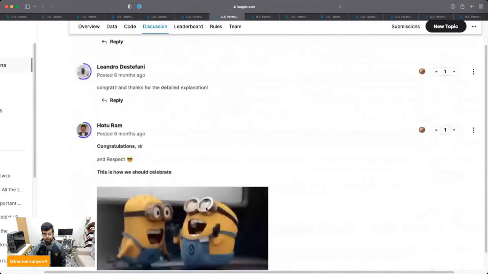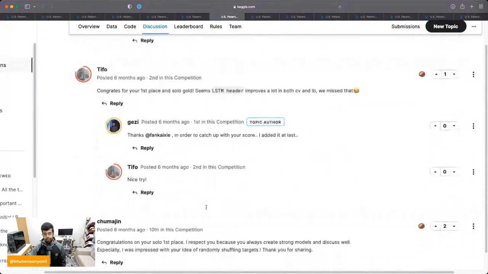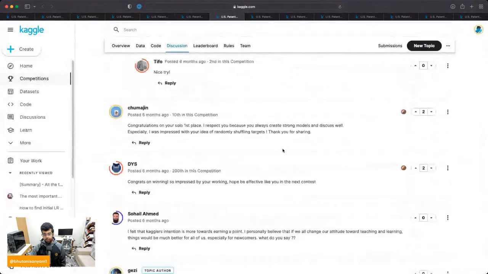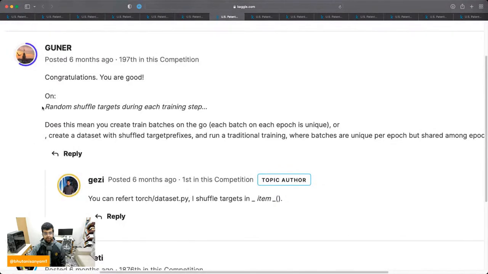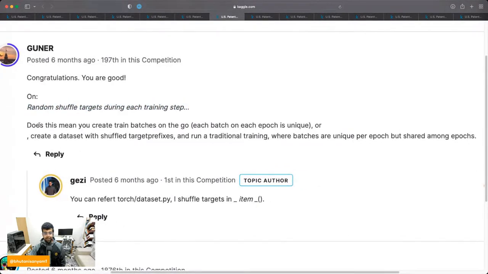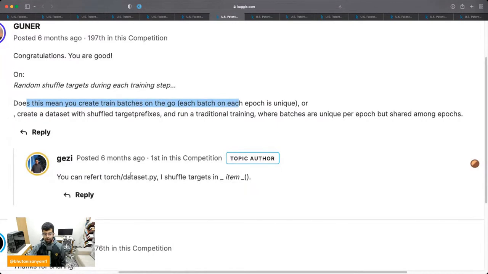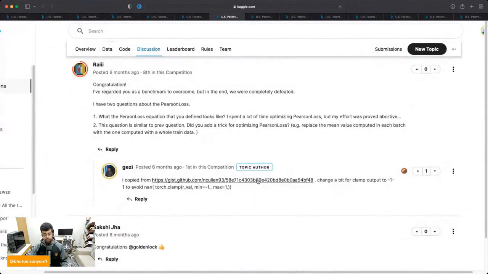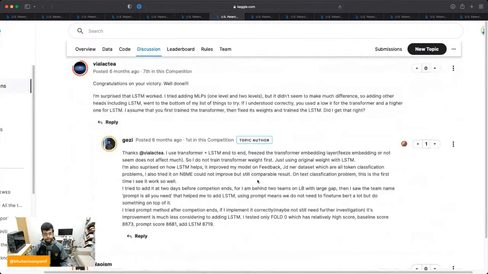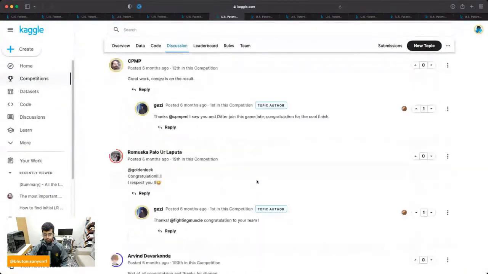Let's see if there's anything worth highlighting from the discussion. Yeah, so when he said he was random shuffling the targets on each training step, there's a question: does it mean that you're creating train batches on the go and creating shuffled target prefixes? He said you can just refer to the dataset file where he's shuffling the targets in each item. He also explains the intuition behind why LSTM was helpful. And there were some discussions around that. But I think that's all I wanted to highlight from here.